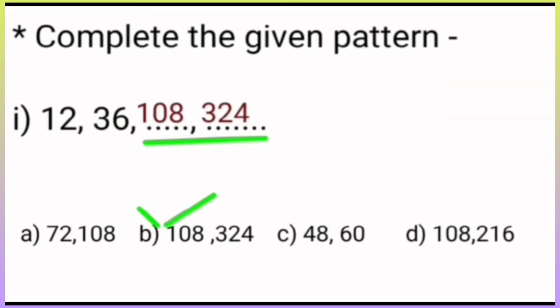That's why we will multiply 36 by 3 and we get 108. In the same way, we will multiply 108 by 3 and we get 324. So, this is the pattern. Now, let's see which option is correct. Is it option A, 72 and 108? No, it's incorrect. Now, let's move to option B, 108 and 324. Yes, because we have calculated this answer. That's why let's put a tick here.